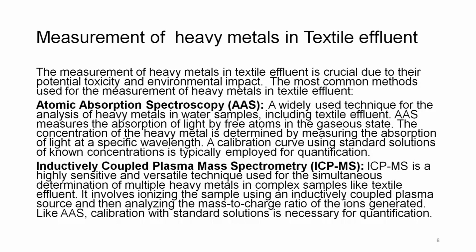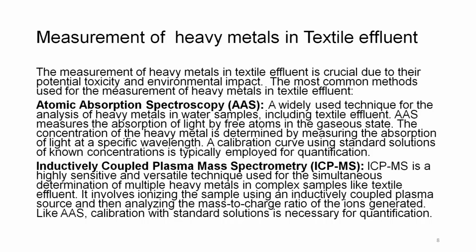Measurement of heavy metals. Although we had covered this, we will re-look at it from the inorganic pollutants point of view, as I said a while ago. The measurement of heavy metals in textile effluent is crucial due to their potential toxicity and environmental impact. The most common methods used in the measurement of heavy metals in textile effluent are atomic absorption spectroscopy, that is AAS, and inductively coupled plasma mass spectrometry, which is ICP-MS.